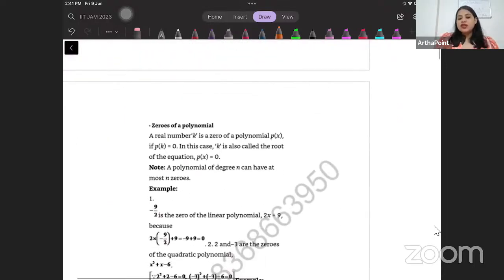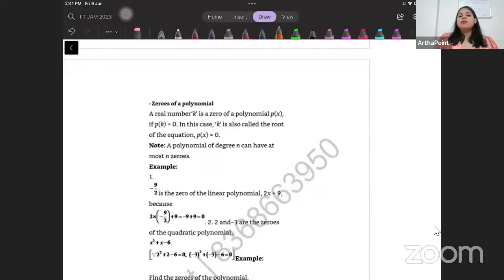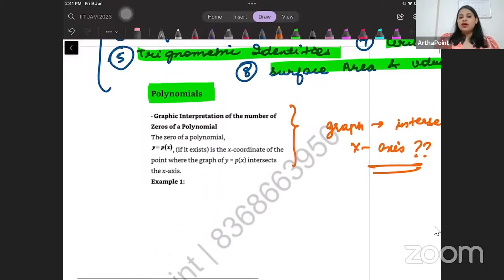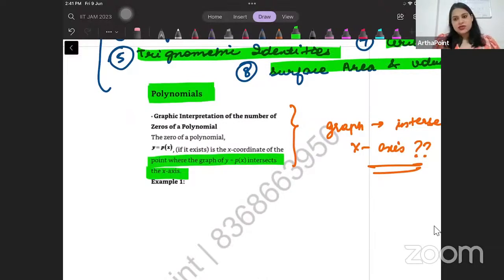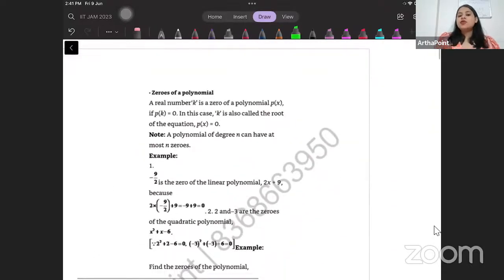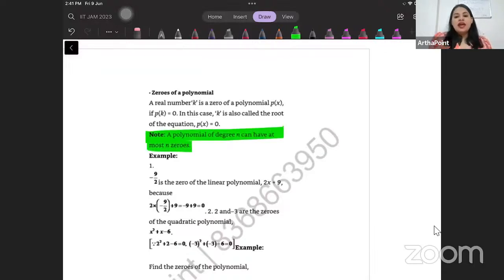So basically, what is the number of zeros of a polynomial? Graphically, it is the number of times that you intersect, or cut, the x-axis. Okay, now let us come to one important theorem. This theorem says that a polynomial of degree n can have at most n zeros.